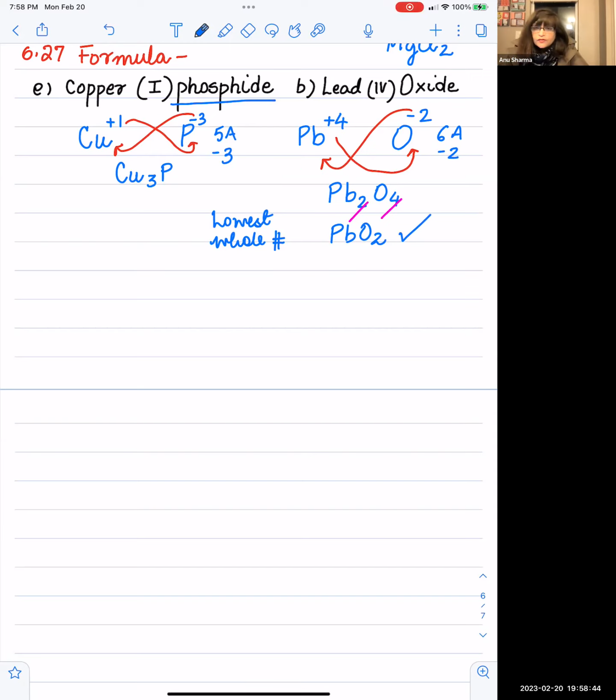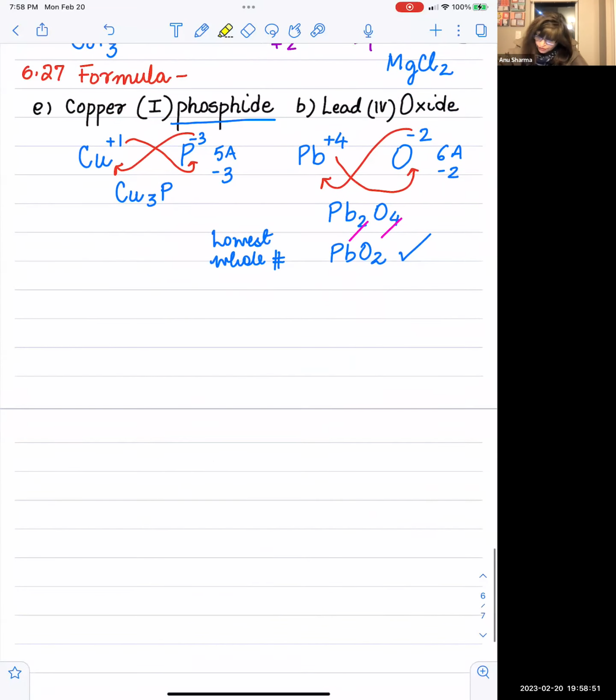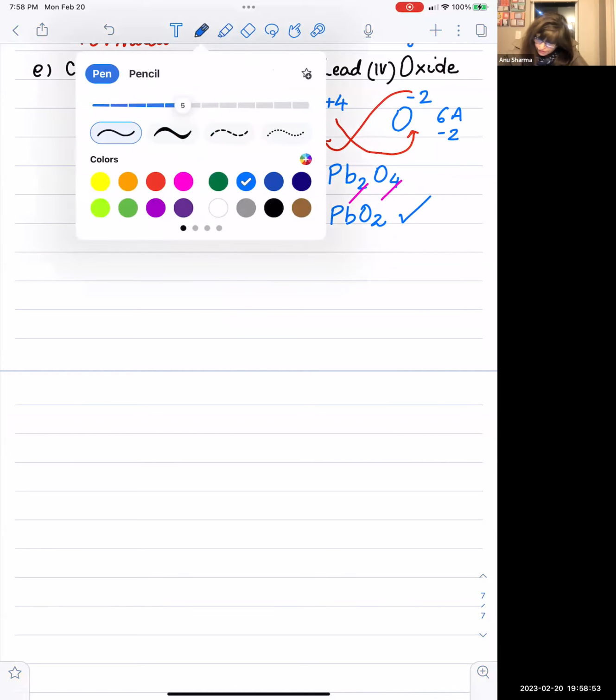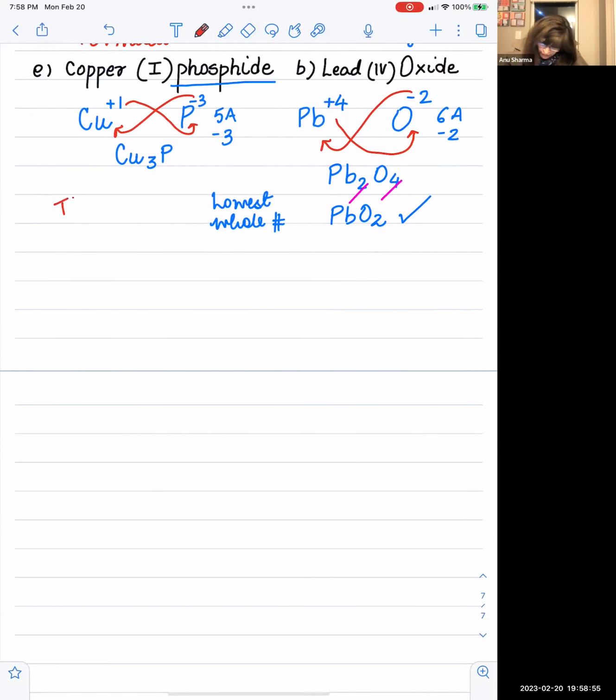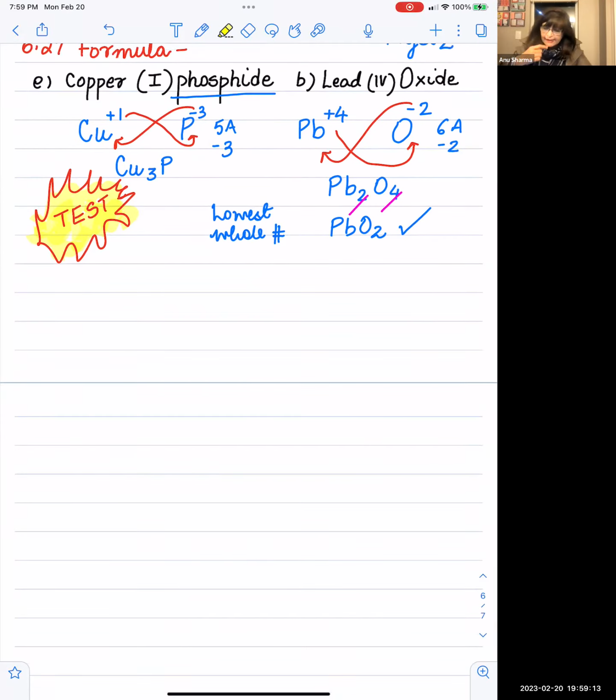All right, this is a very important question. This type of question is going to be on the test, so just make sure that you practice more of these. I'm just doing a few from the book, but I really want you to practice. You do have the answers written in the book and in the solutions manual, so you can always refer to those. All right, we're going to look at the polyatomic ions in the next video. Thank you. Bye-bye.